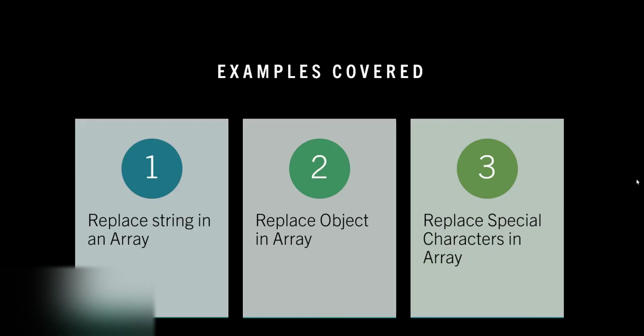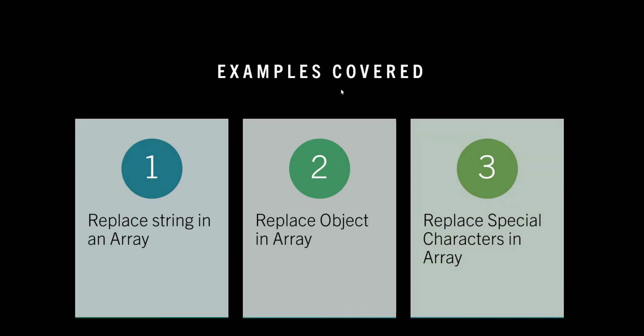The examples I will cover in this topic are replacing a string in an array, replacing an object in an array, and replacing the special characters in an array. So these are the three examples that are going to be discussed in this video, and let's see how we can implement these examples in the Power Automate flow.